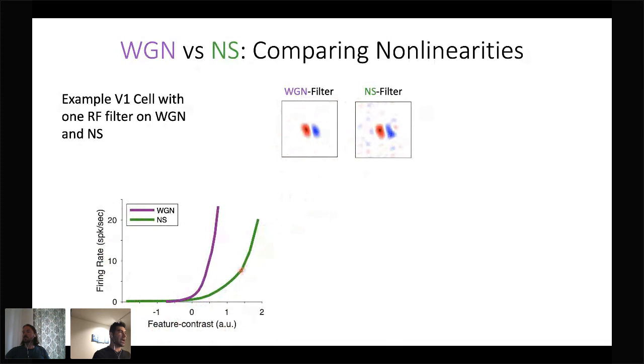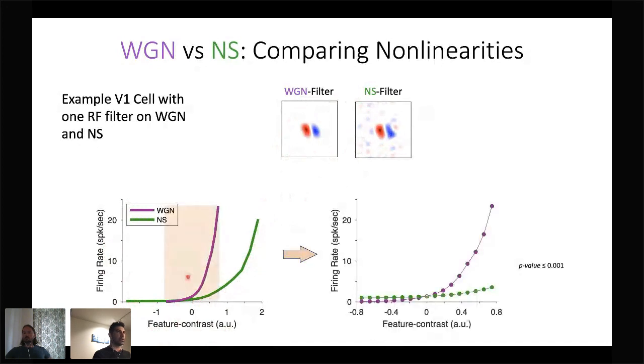Second, see how the natural scene response function has shifted to the right, similar to the contrast gain control effect that we often see for V1 cells. We can also compare the response functions within this shared domain, which corresponds to the range of feature contrast for white Gaussian noise images. If we do that, we can see that when the stimulus changes from natural scenes to white noise, there is a significant amplification in the response function within this low feature contrast range, corresponding to the feature contrast of white Gaussian noise images.